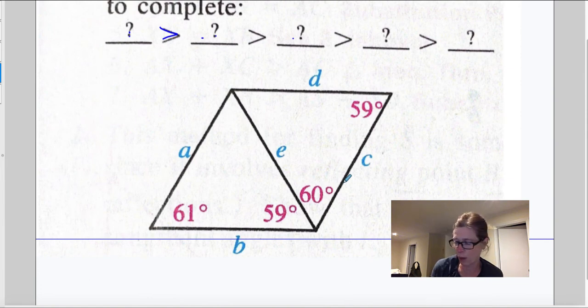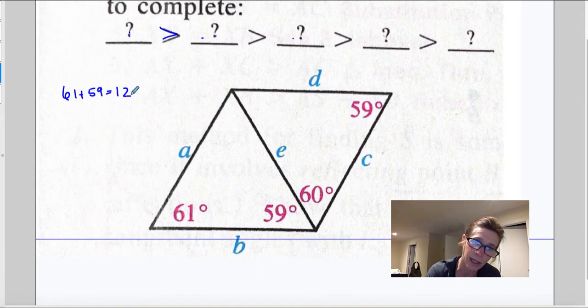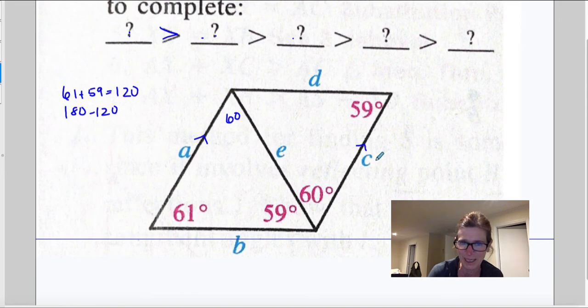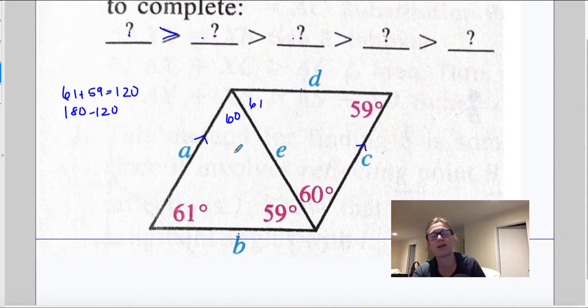So 61 plus 59 is 120, and then 180 minus 120 is 60. Okay, so that does tell me that these lines are parallel, right? And then 15 tells me this is going to be 61. It actually tells me these D and B segments are not parallel, so it's actually not a parallelogram.